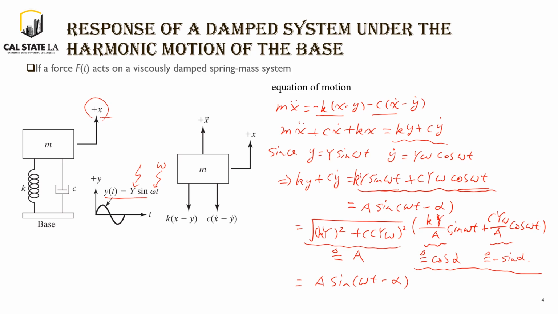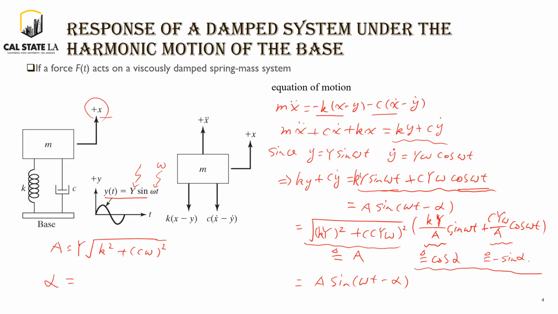So it also tells us what A and alpha are. A is equal to the square root of that. Because both of the two terms have a Y squared, we can take Y out, so that it becomes Y times the square root of k squared plus (c omega) squared.